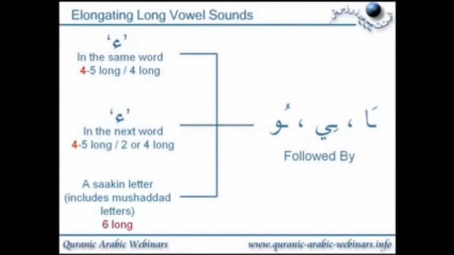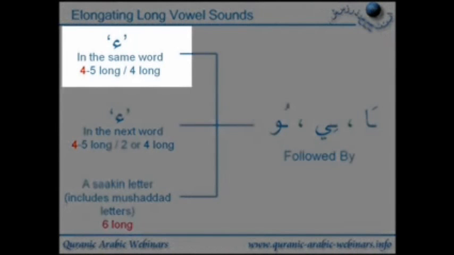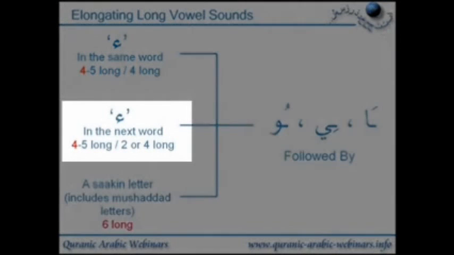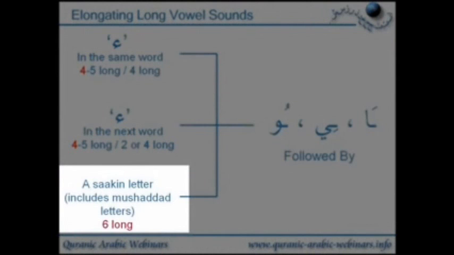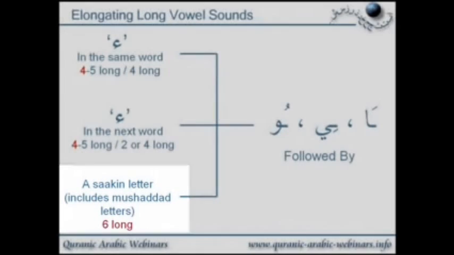Okay, so if you follow the colors in red here, it keeps it nice and simple. So if you have a long vowel followed by Hamza in the same word, pronounce the long vowel as 4 long instead of 2. If it's followed by Hamza in the next word, same thing, make it 4 long. And if it's followed by a letter with sukoon, i.e. sakin letter, or a mushaddad letter, then go for 6 long.